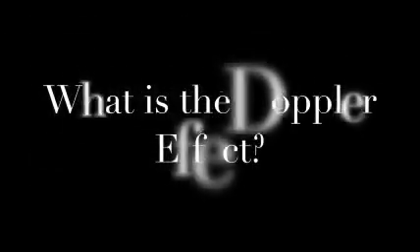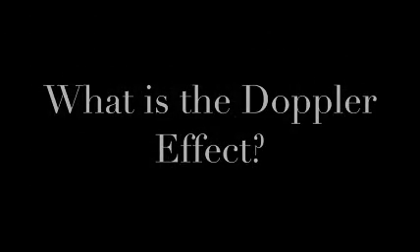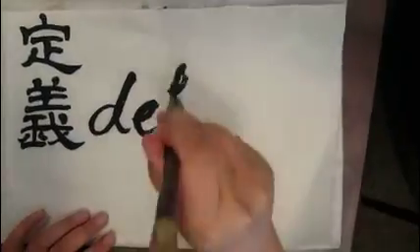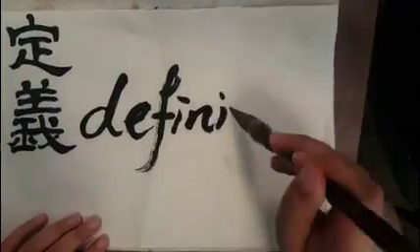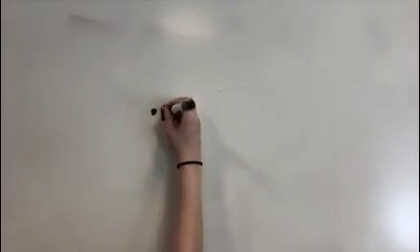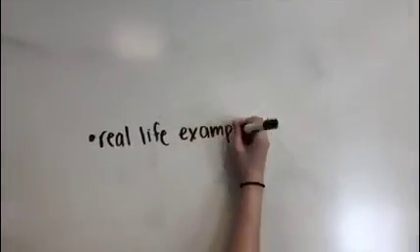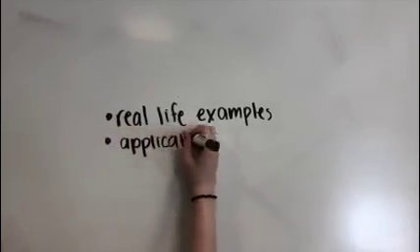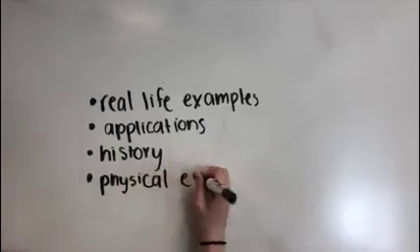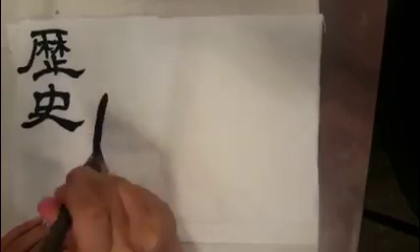What is the Doppler effect? According to Petranica, the Doppler effect is defined as an apparent difference between the frequency at which sound or light waves leave a source and that at which they reach an observer, caused by relative motion of the observer and the wave source. We would like students to understand what the Doppler effect is, its real-life examples, relevance and applications, history, and physical explanation behind its creation.